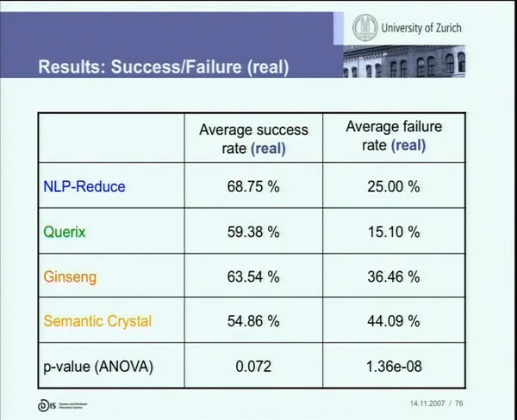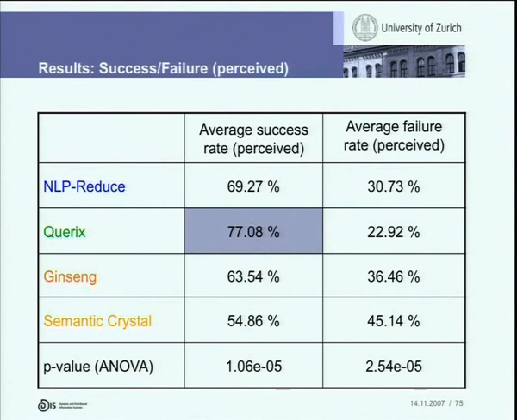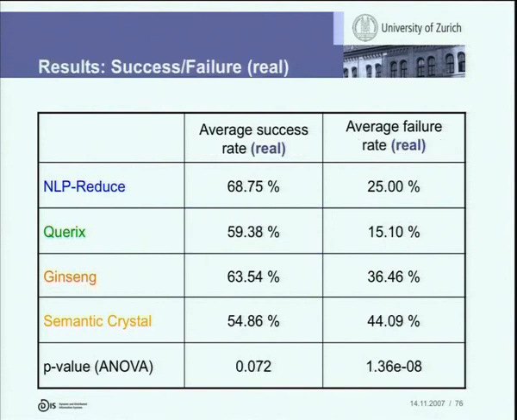On the other hand, when you look at the real rates, so this is not where we asked them, did you get the answer? Yes, no, right? They could check it. If we looked at whether they actually got the right answers, NLP-Reduce, the keywords, were actually best. Now, this is striking. This is the perceived one, where NLP-Reduce clearly and significantly loses against Querix, and the real one, where NLP-Reduce not quite as significantly wins against the full sentences.